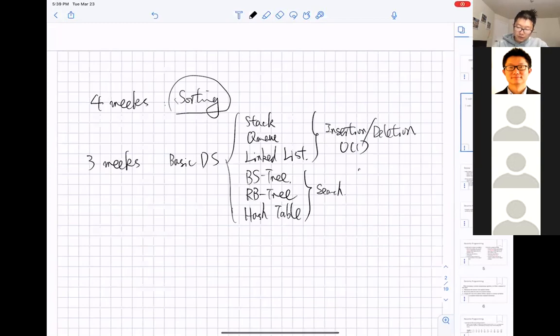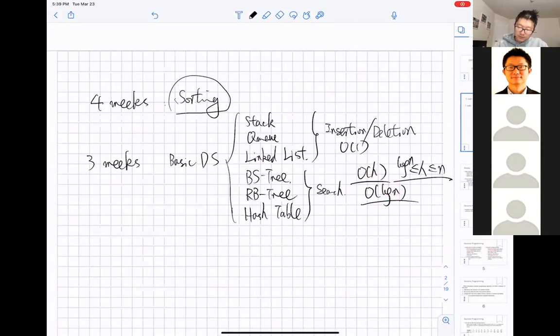Binary search tree gives us O(H) complexity, where H is larger than or equal to log n, but it can be as large as n. So the search complexity is O(H). For RB tree, it's guaranteed to give us O(log n) search complexity. It's guaranteed that H is at most 2 times log n plus 1. So the RB tree guarantees log n search complexity.